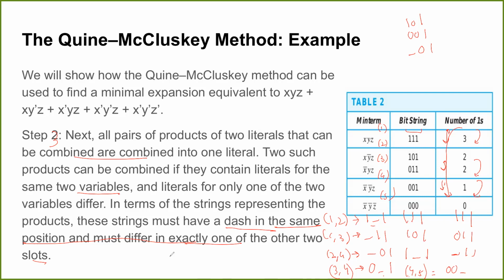Excellent. 1 3. You have 1 3 and you have 2 4. Dash in the same position, differ in this. So the resultant is dash dash 1. So you combine 1 3, 2 4. What about 1 2, 2 1, 2 3 4? Can we combine them? 1 2 3 4. Can we combine them?